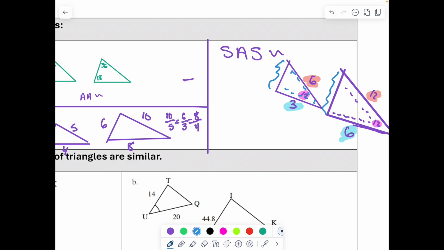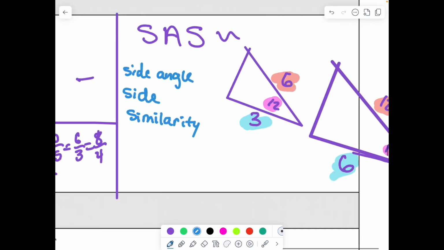So in a way, this leads us to side, side, side, right? Because the angle is the same, we know that the side opposite of it is the same length. So that's enough information to say that these triangles are similar. This is side angle side similarity. The important part is that the angle is in between the 2 sides so that we can guarantee that this third side is the same.